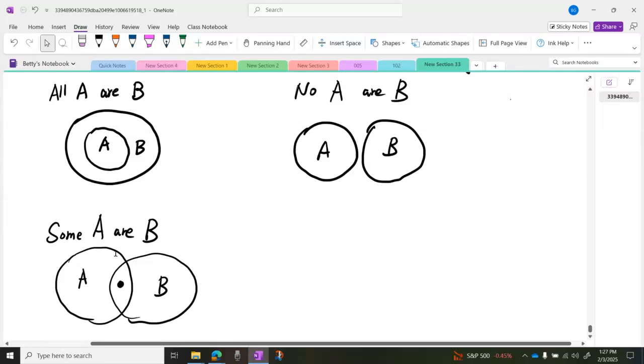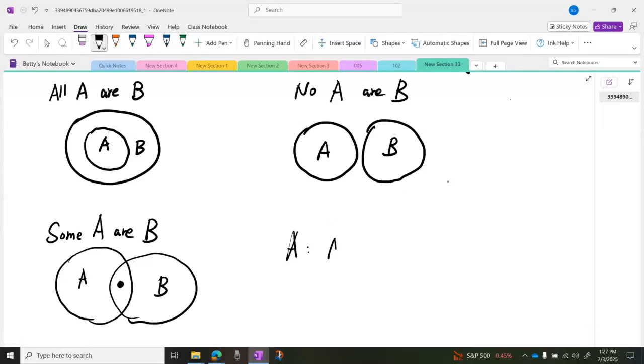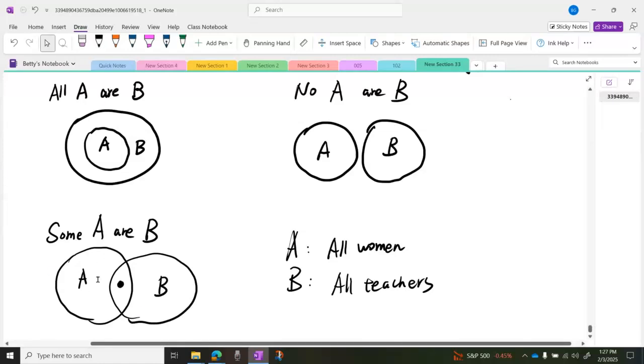I can give you an example. Let's say set A is all women, or all female, right? B is all teachers. Very simple example. Circle A represents all the women. Circle B represents all the teachers. And this statement says some women are teachers.